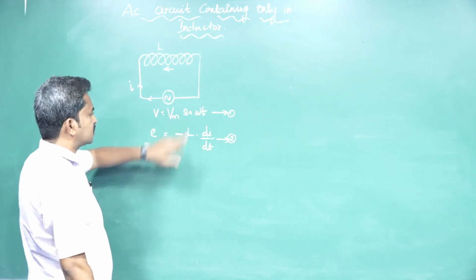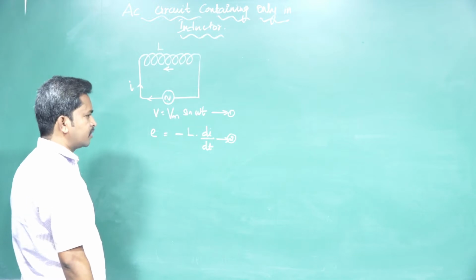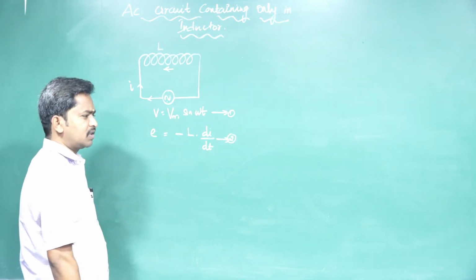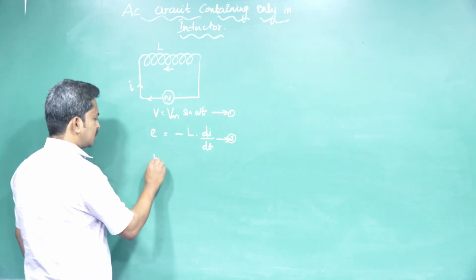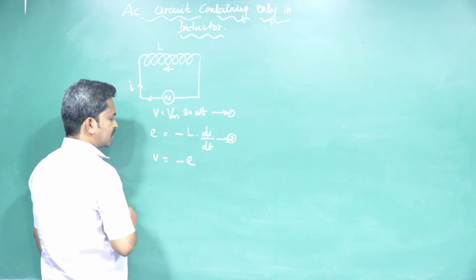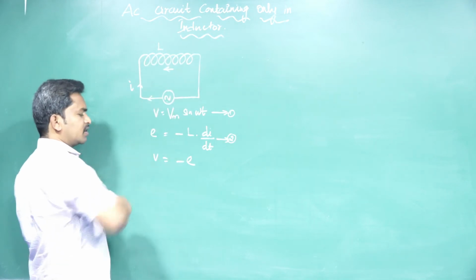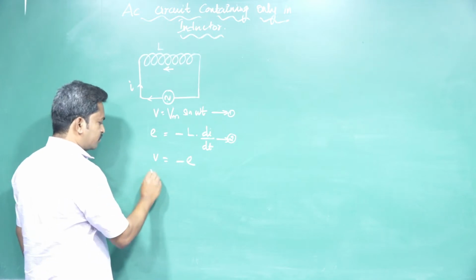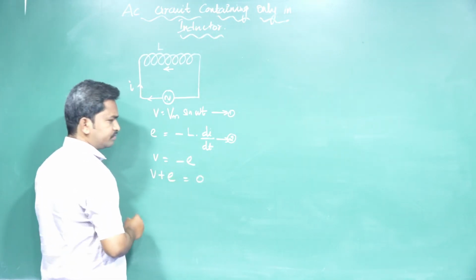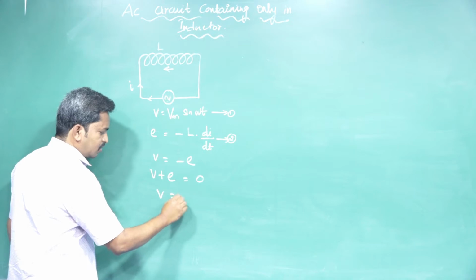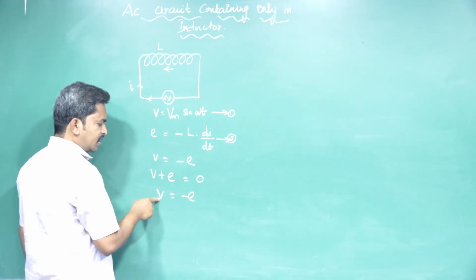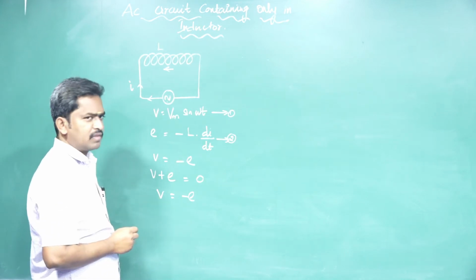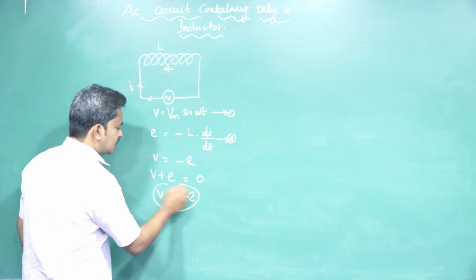So V is equal to Vm sin omega t is the applied source. In a pure inductor, the applied voltage is equal and opposite to the induced EMF, because the induced EMF acts against the applied voltage. So V plus E is equal to 0, that is, V is equal to minus E in an ideal inductor.